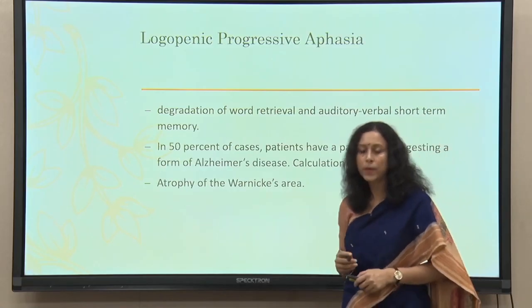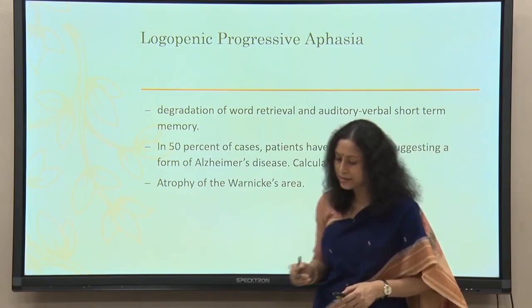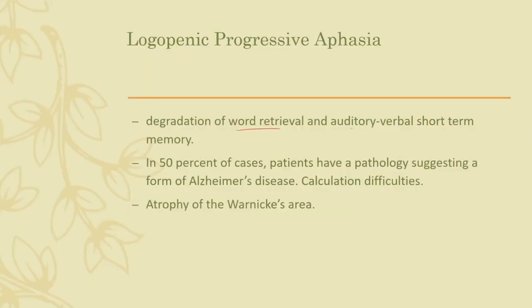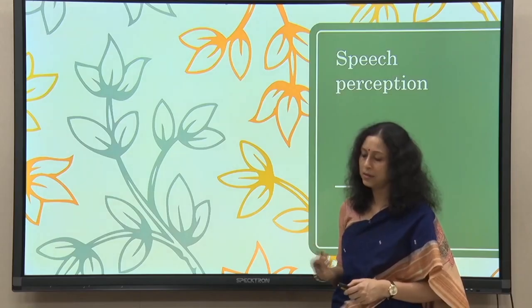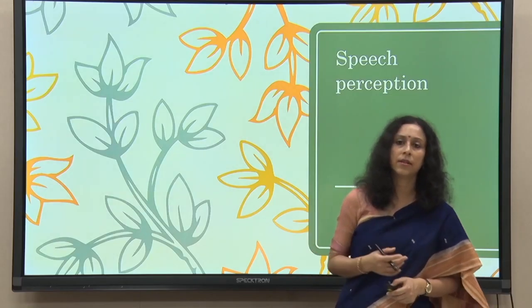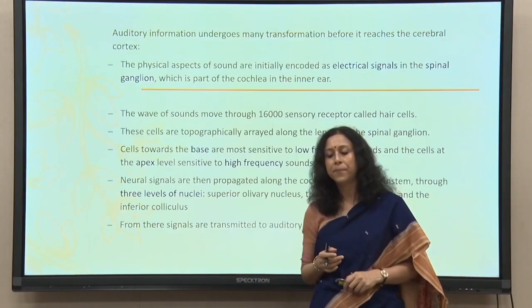Then we have logopenic progressive aphasia. This is a degradation of word retrieval and auditory verbal short term memory. They also often co-occur with Alzheimer's disease, and then there are calculation difficulties also. This is again found co-occurring with the degradation of Wernicke's area.